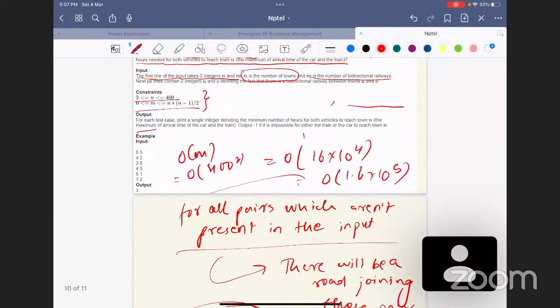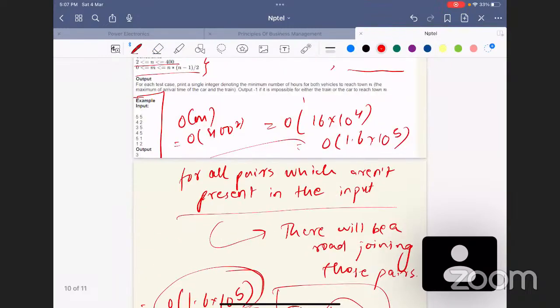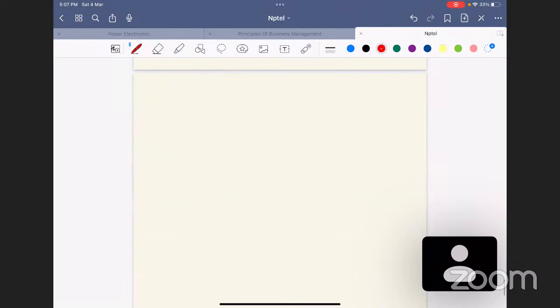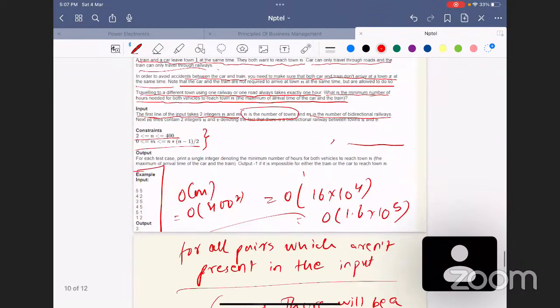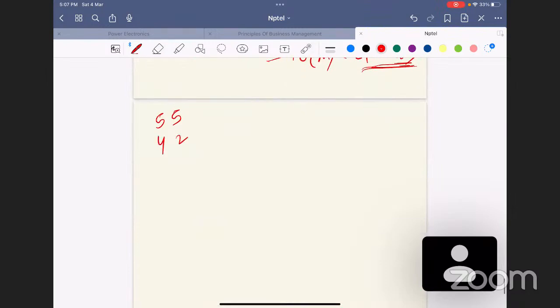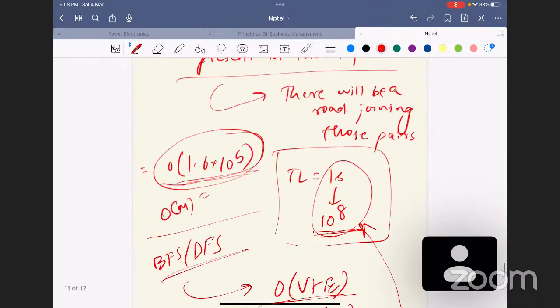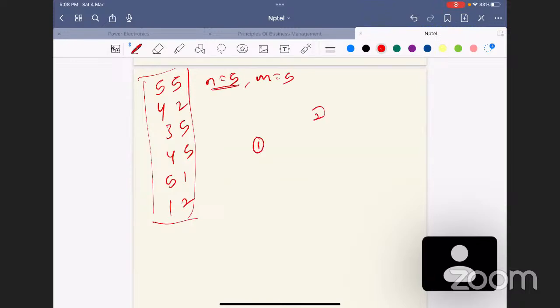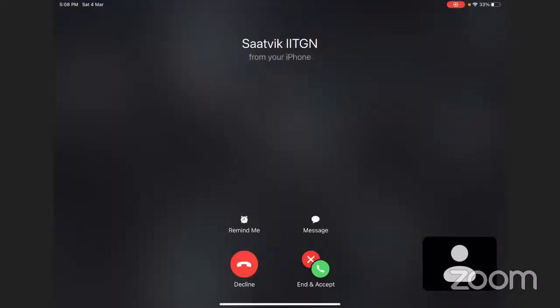Now let's understand this sample input which has been given. The input is as follows. We have 5, 5, 4, 2, 3, 5, 4, 5, 5, 1, 1, 2. This is the input. This means that N is equal to 5, M is equal to 5. That means there are 5 towns: 1, 2, 3, 4, 5. 1 is the starting point. 5 is the destination town.